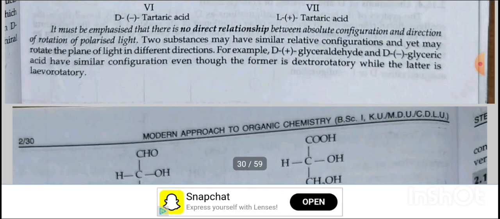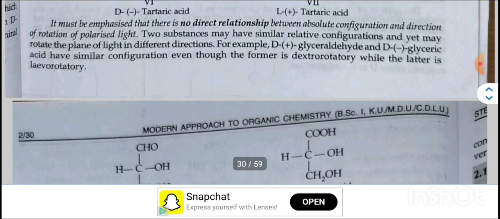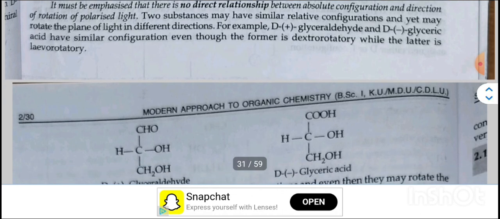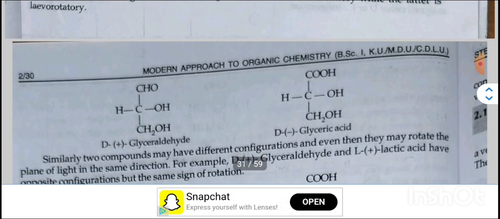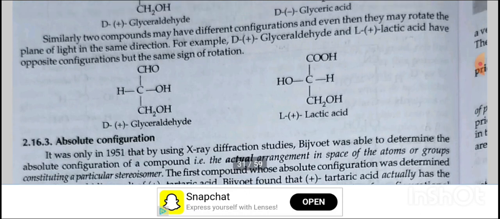It must be emphasized that there is no direct relationship between absolute configuration and direction of rotation of plane polarized light. Two substances may have similar relative configurations and yet may rotate the plane of light in different directions. For example, dextropositive glyceraldehyde and dextronegative glyceric acid have similar configuration even though the former is dextrorotatory while the latter is levorotatory. Similarly, two compounds may have different configuration even though they may rotate the plane of light in the same direction.